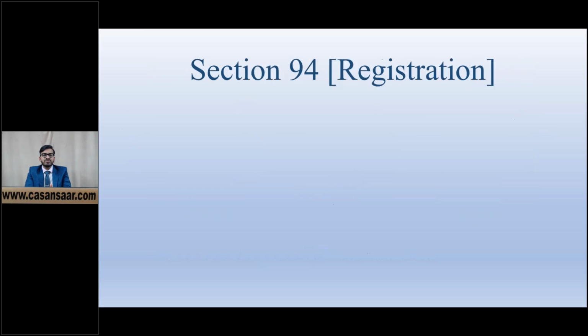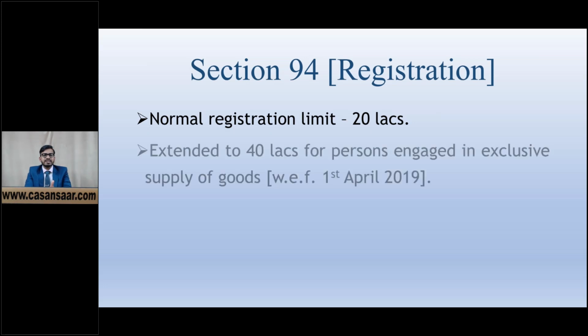Okay, so moving on to the next amendment, it is done in section 94. It deals with registration. Basically, the normal registration limit in GST law is 20 lakh. When I reach the threshold of 20 lakhs of aggregate turnover, then I have to take registration. But this limit was extended to 40 lakh for those persons who were engaged exclusively in supply of goods with effect from 1st April 2019.